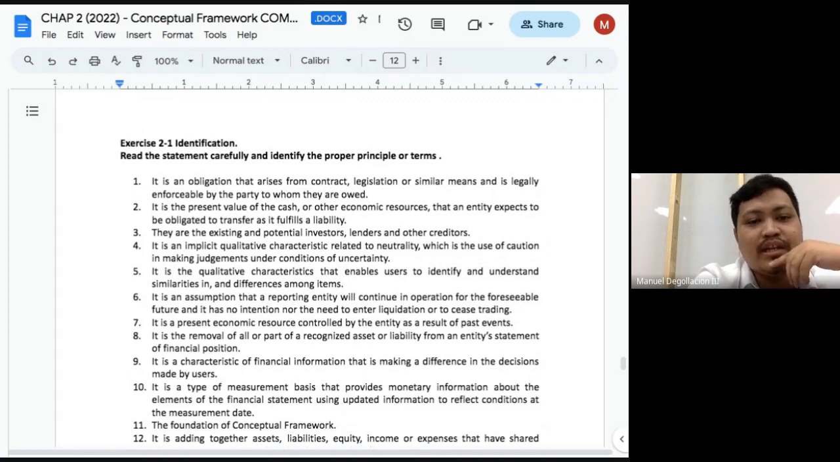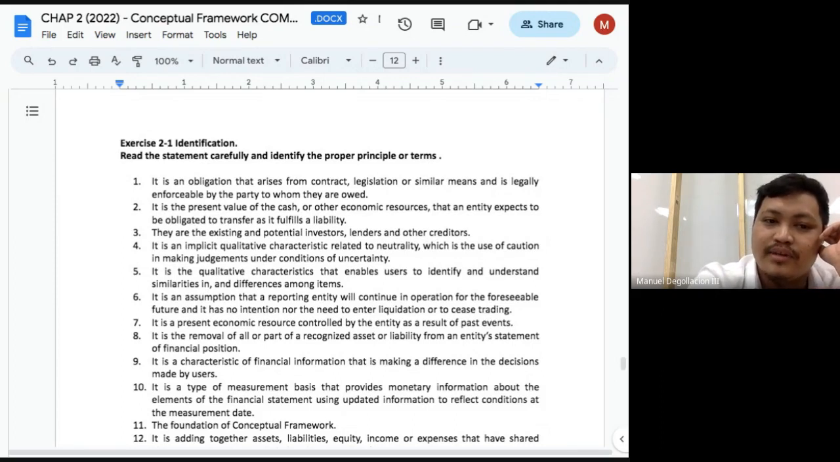Number five, it is the qualitative characteristics that enables users to identify and understand similarities in and differences among items. Number five is comparability. Number six, it is an assumption that a reporting entity will continue in operation for the foreseeable future and it has no intention nor the need to enter liquidation or to cease trading. Number six is going concern. Okay, there's an equivalent multiple choice question which was part of your activity last time, defining going concern.